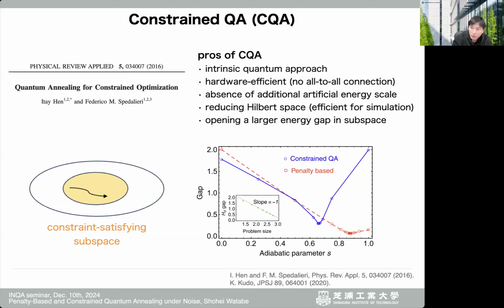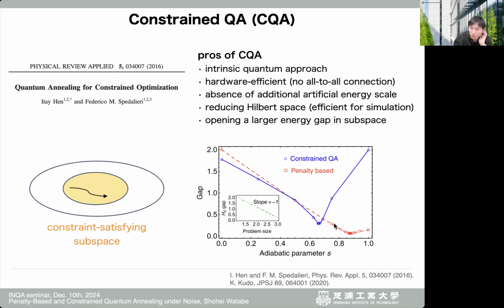And we can only focus on the constraint-satisfying subspace. So we can use a reduced Hilbert space, which is efficient for the simulation. And also, as earlier studies explained, the CQA can open a larger energy gap because it uses Hilbert subspaces.